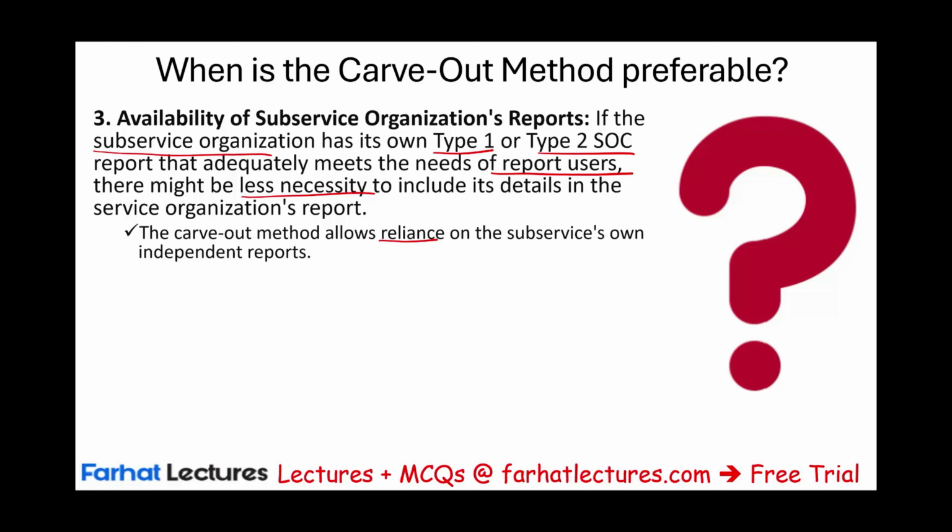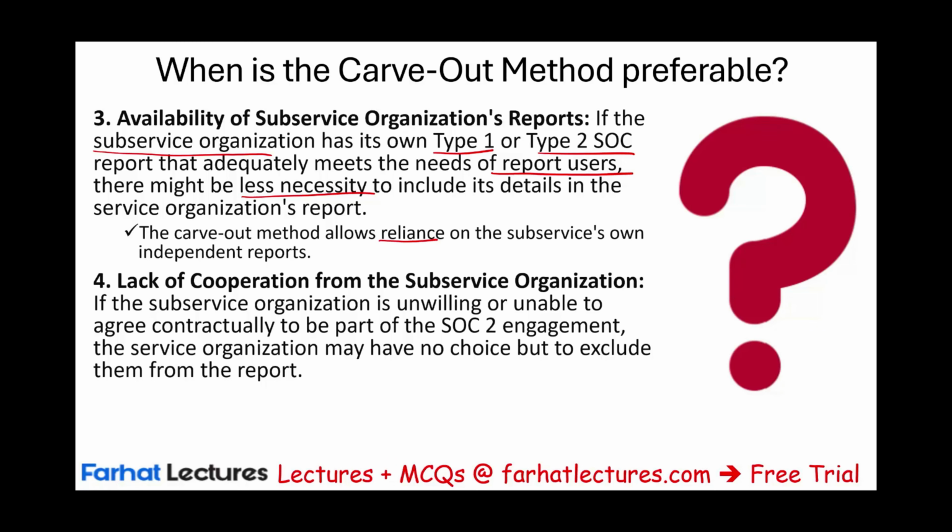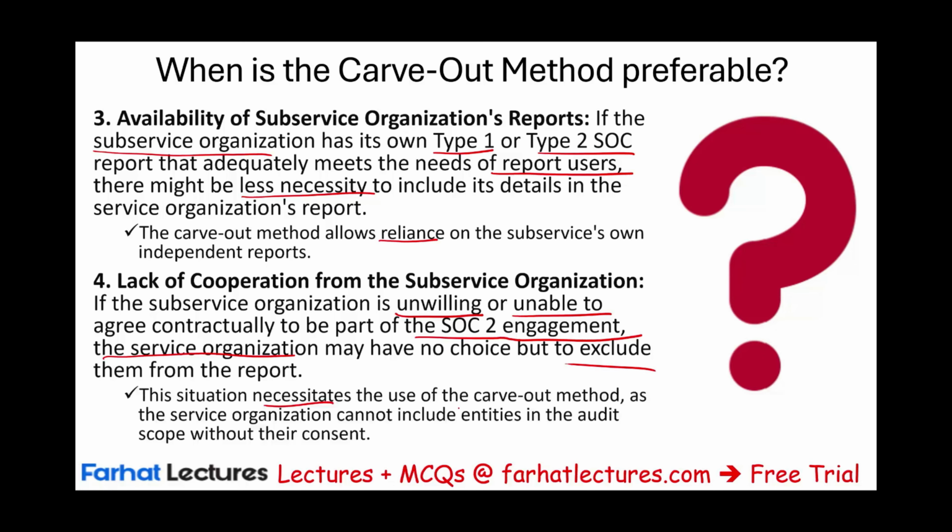And sometimes you cannot do it because there is a lack of cooperation from the subservice organization. So if the subservice organization is unwilling or unable to agree contractually to be part of the SOC 2 engagement, because remember, with SOC 2 you have to test the operating effectiveness, you have to do some testing, the service organization may have no choice but to exclude them from the report. This situation necessitates the use of the carve-out method, as the service organization cannot include entities in the audit scope without their consent. We need their consent.